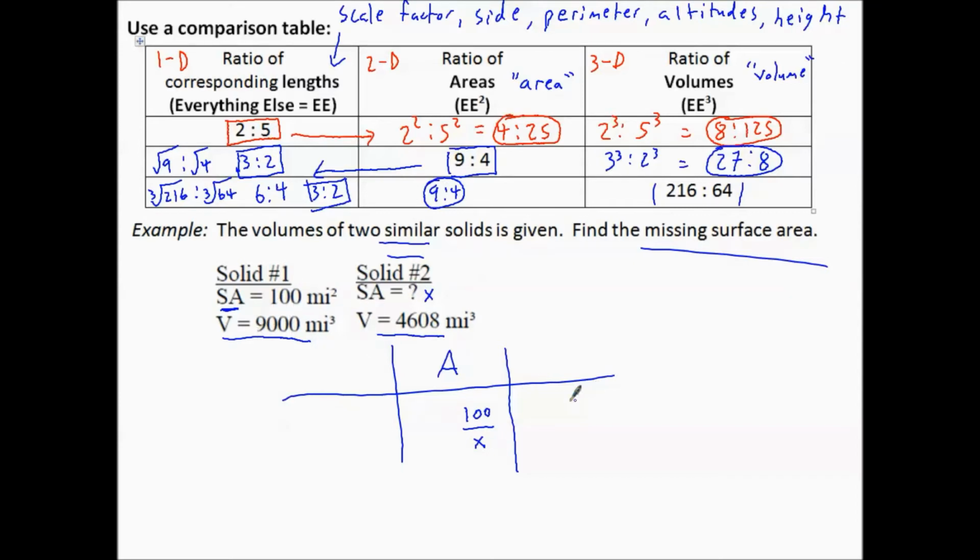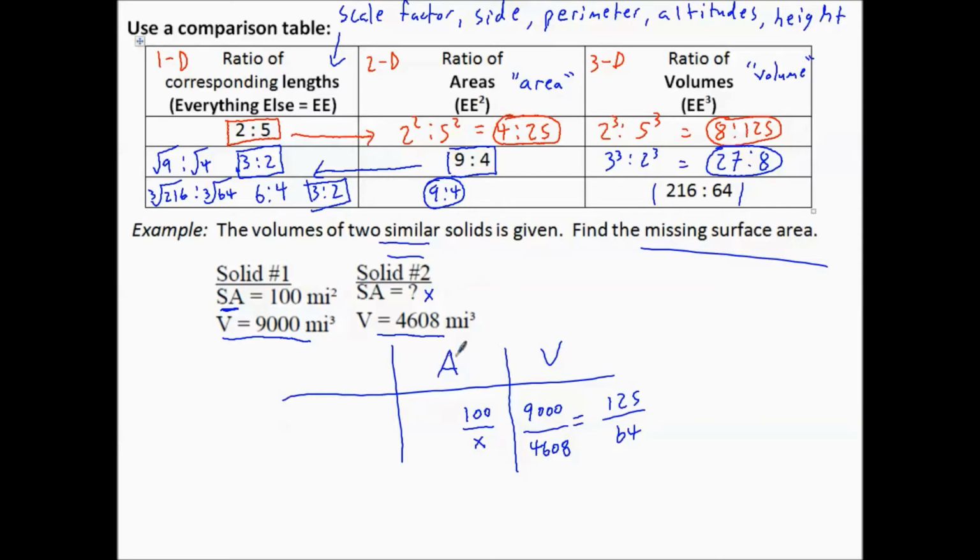Do the same thing. 9,000 divided by 4608. And a lot of you are going to wonder, what should I do with that? Well, use your calculator. Plug it in. See what you get. As soon as you type in 9,000 divided by 4608, you get a really gross decimal. But hitting math, enter, enter simplifies this to be 125 over 64.